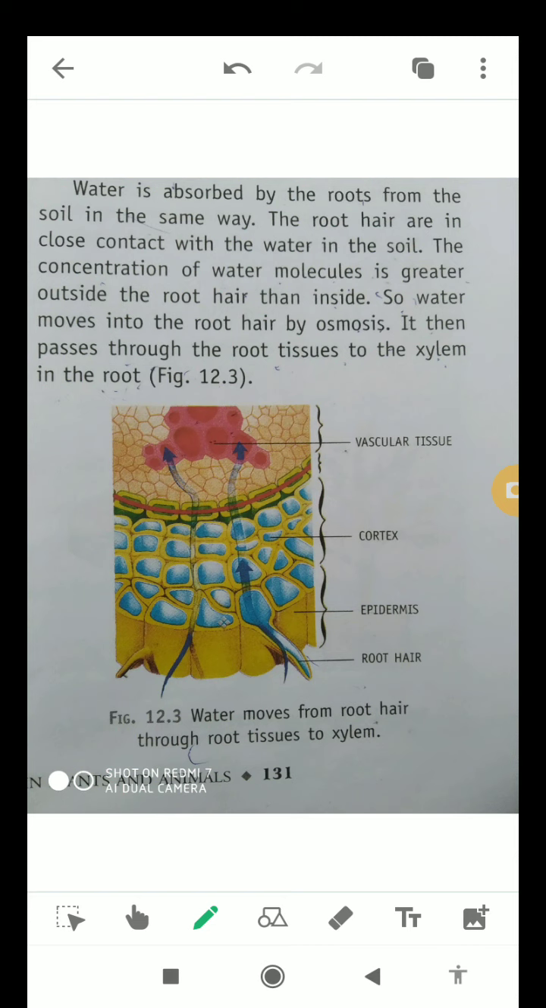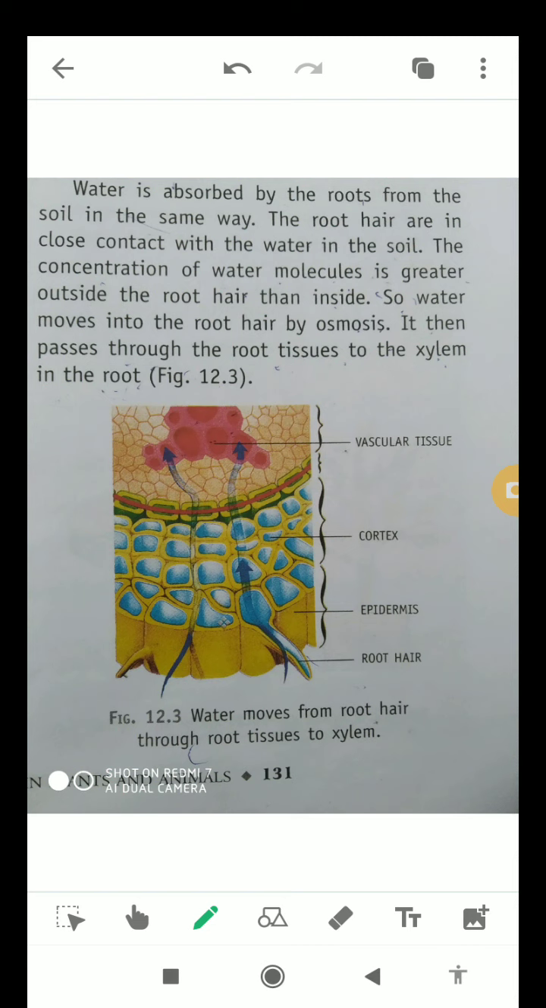Okay, students. It then passes through the root tissues to the xylem in the roots, and from there it passes to the remaining parts of the plant. You can see in this diagram as well. There is a vascular tissue in the form of xylem, the cortex is present, the epidermis is a layer, and root hairs are present at the last. So this is how the water moves from the root hairs through root tissue to the xylem.